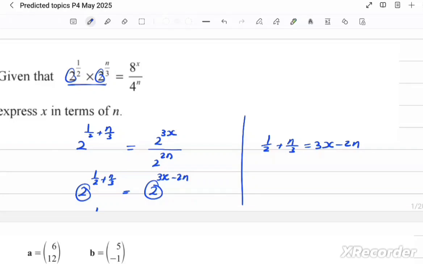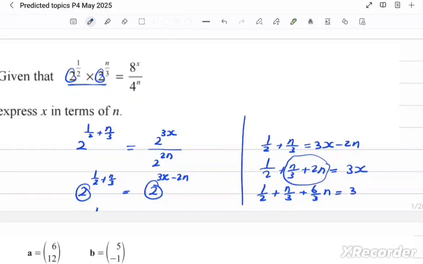So how to make x the subject? We have here 1/2 plus n over 3 plus 2n equals 3x. Let's add them. I collect the like terms, n: we have 1/3 and we have 2. I can write it like n over 3 and 2 as 6 over 3 n.